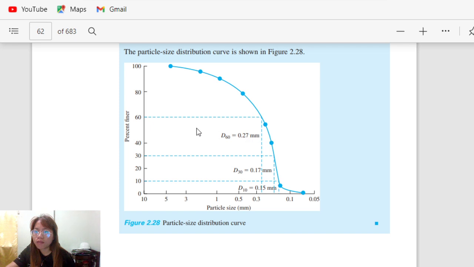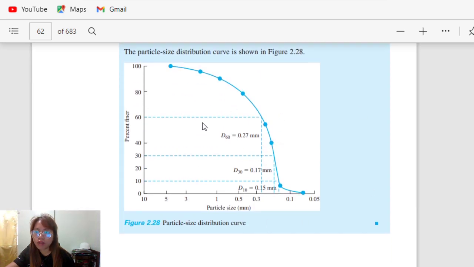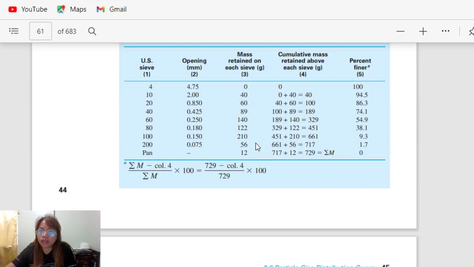Then projecting the 60% finer to this one, then projecting to the x-axis, the D60 is 0.27 mm, D30 is 0.17 mm, which is 30% passing, no? And D10 is 0.15 mm. Then get the value for the coefficient of uniformity and the coefficient of curvature that we did earlier.